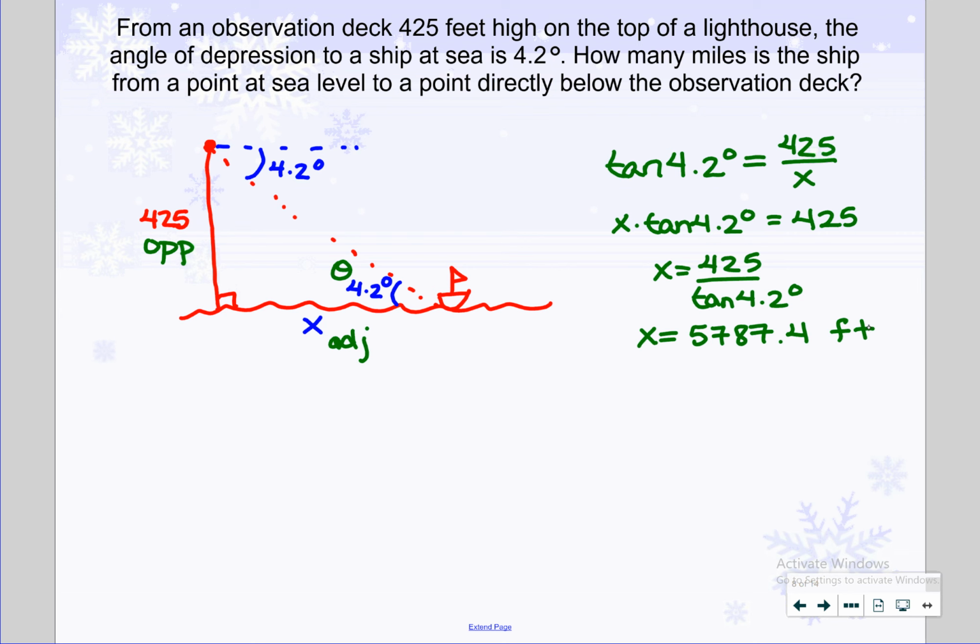I want the distance in miles, so what do I have to do? I have 5,787 feet. How could I convert that into miles? Yeah, divide by 5,280. And that'll turn it into miles. So I'm going to say approximately 1.1 miles. There's going to be our answer there. Any questions on that one?